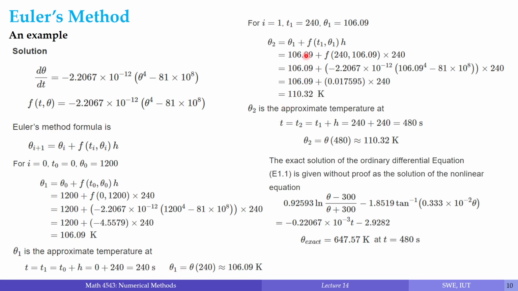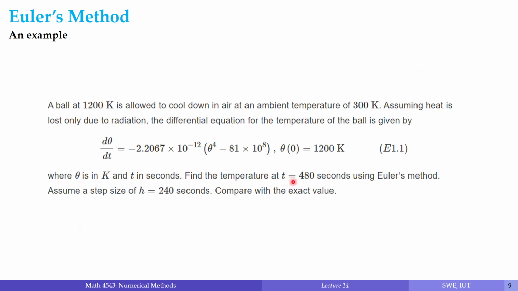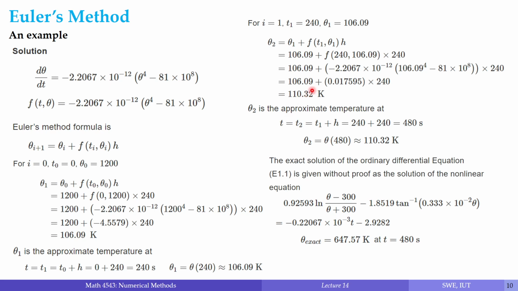Fine. Now we can go ahead by one more step, because they have asked us to find the value at 480 seconds, and if we divide 480 by 240, we get 2, which means we can go ahead by two steps. So step 1 is complete. Let's go to step 2.